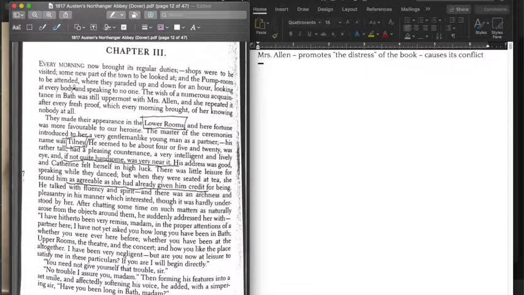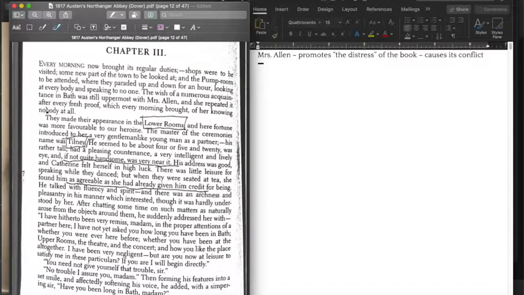The pump room to be attended, where they paraded up and down for an hour looking at everybody and speaking to no one. So they don't really know anyone yet. They're going to the club. They're walking around. The wish of a numerous acquaintance in Bath was still uppermost with Miss Allen. So she really wants to make friends.